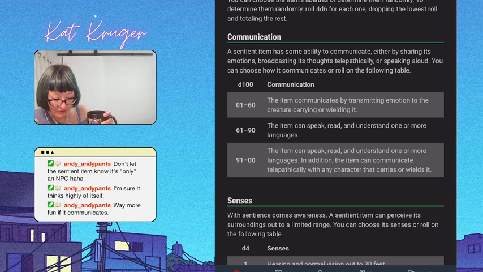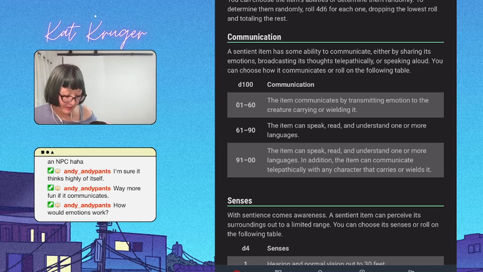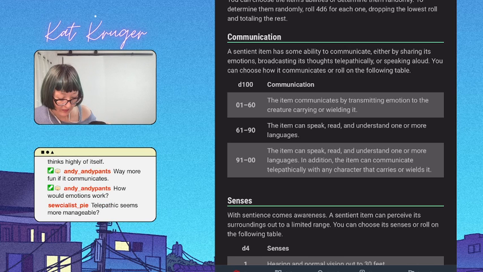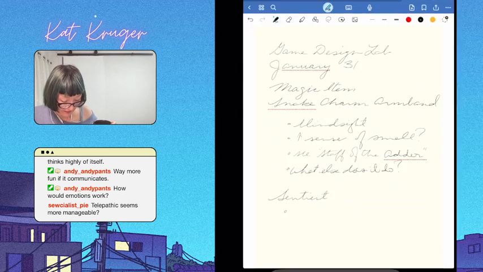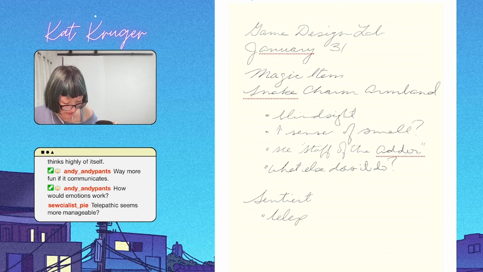Emotion is probably harder to translate, but it could also be cool, like there could be just a lot of anger and rage and angst in this creature, this sentient presence, instead of just whispering. Yeah, telepathic does seem more manageable. So let's go with telepathic communication. Oh, what?